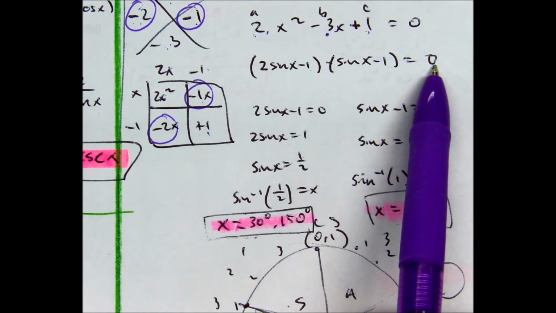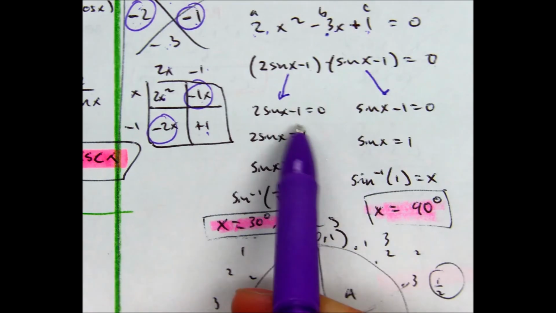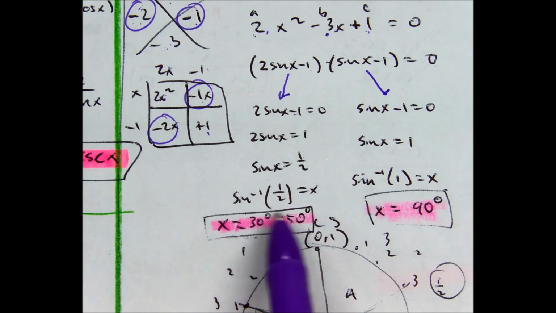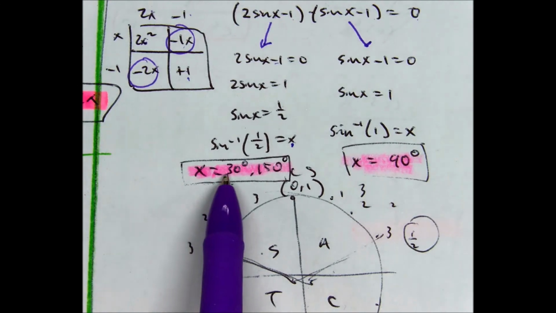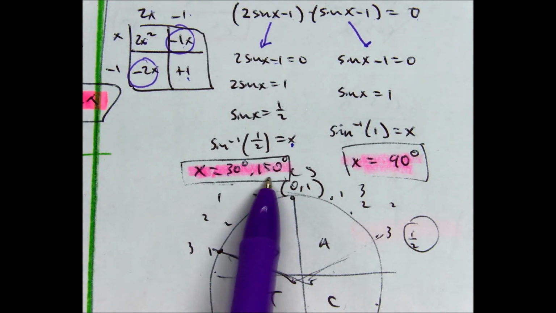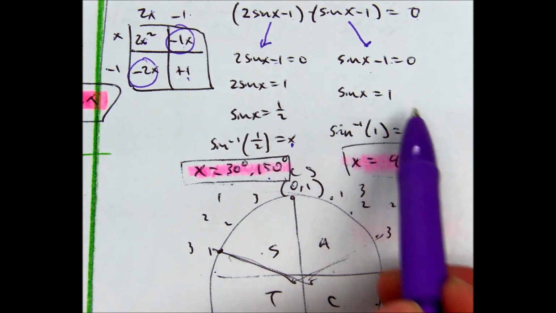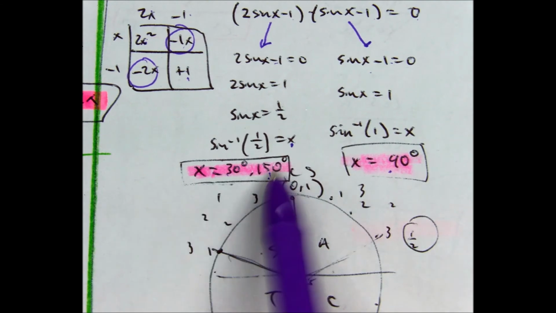You apply the zero product rule. Set each of those equal to 0. Add 1, divide by 2, sine of x equals 1/2. If you take the inverse, where is sine positive 1/2? Your choices are 30 and 150. And here you add 1 and you get sine of x equals 1. Sine is 1 only at 90 degrees. So you have three solutions: 30, 150, and 90 degrees.